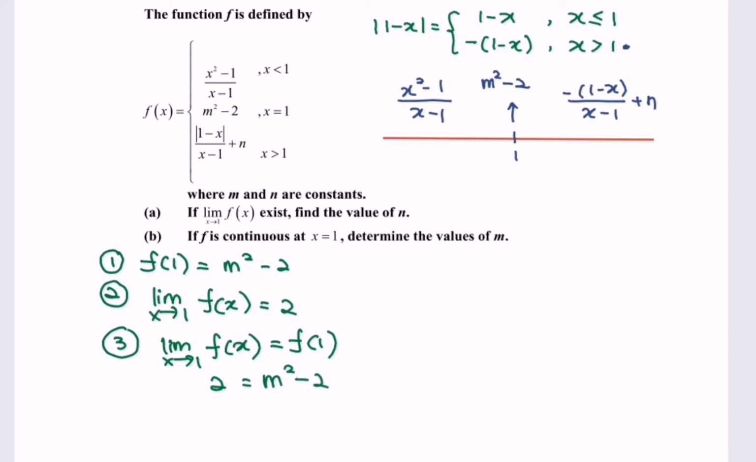So kindly simplify the situation. m squared minus 4 equals 0. If we factorize, we will have m minus 2 multiplied by m plus 2. So finally, the value of m will be equal to 2, and m is equal to negative 2.